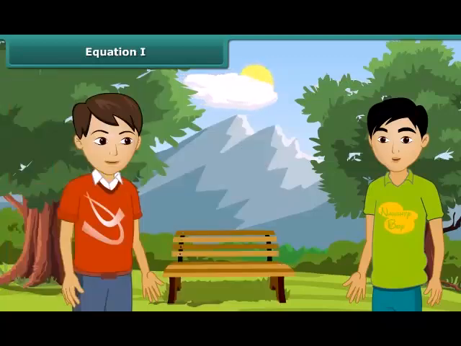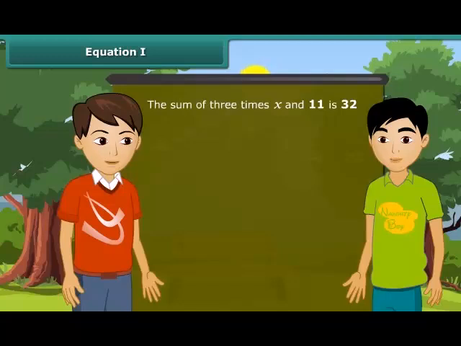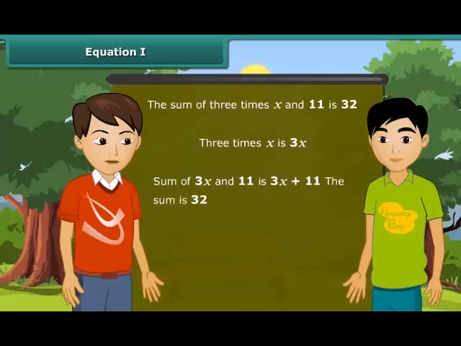Now I will tell you a statement. You have to change it into an equation. Are you ready? Yes. The sum of 3 times x and 11 is 32. 3 times x is 3x. Sum of 3x and 11 is 3x plus 11. The sum is 32. So the equation is 3x plus 11 is equal to 32.